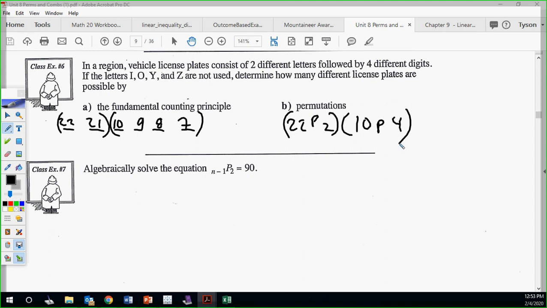And you multiply those, and you're going to get the same exact number for both of those when you calculate, which is 2,328,480.